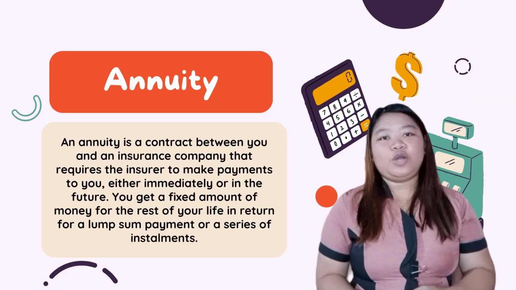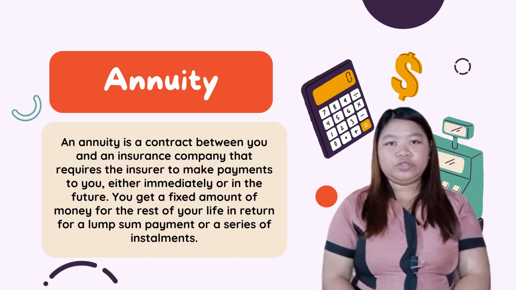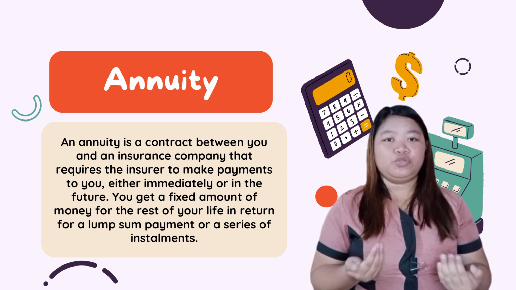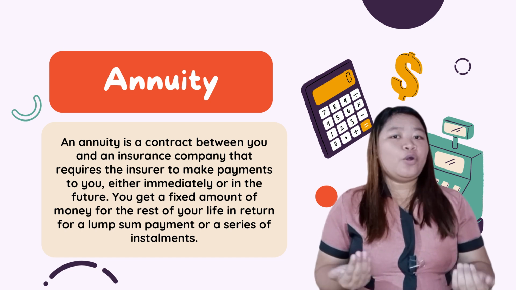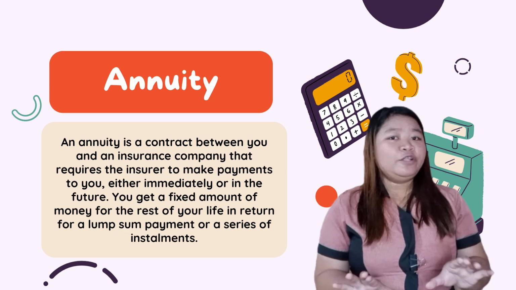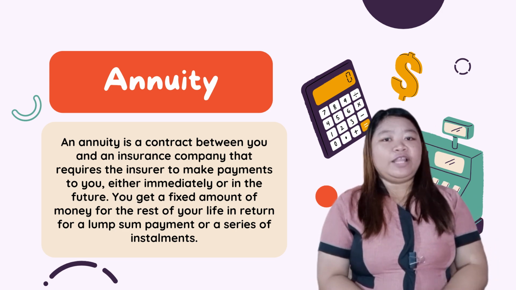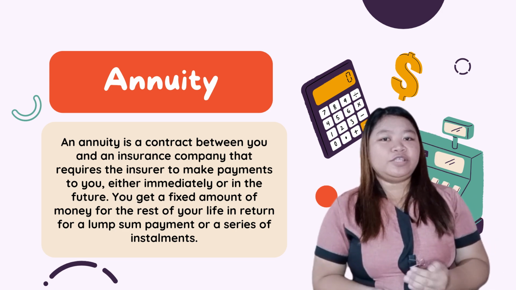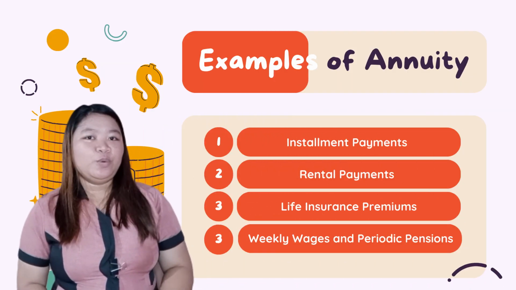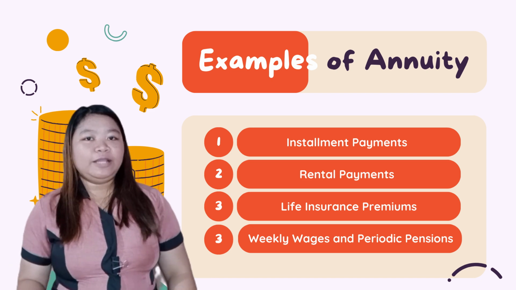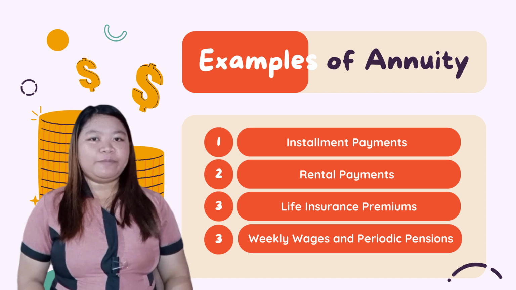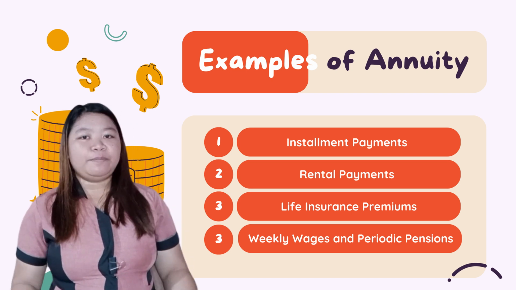An annuity is a contract between you and an insurance company that requires the insurer to make payments to you, either immediately or in the future. You get a fixed amount of money for the rest of your life in return for a lump sum payment or a series of installments. Examples of annuity: we have installment payments, rental payments, life insurance premiums, weekly wages, and periodic pensions. Those are the examples of annuity.